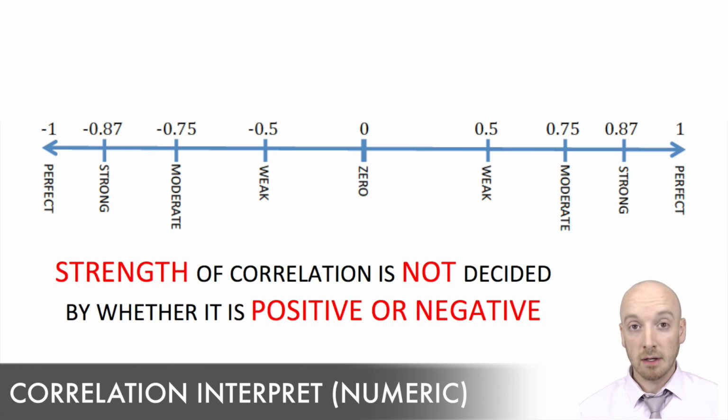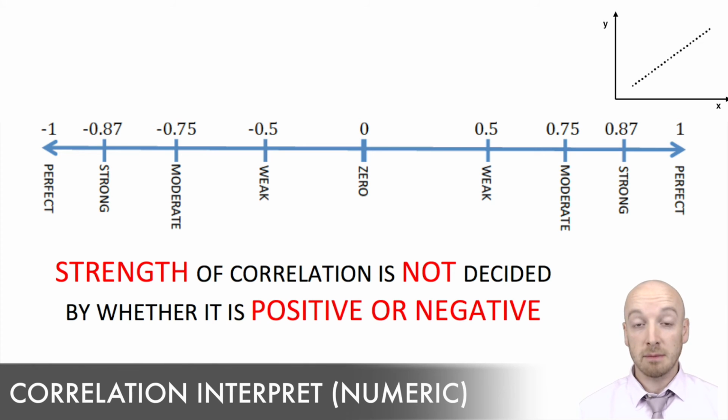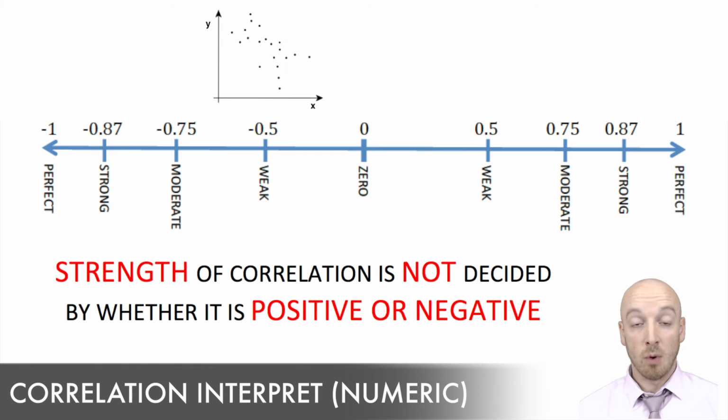Now numerically, correlation is considered to be perfect if it's either 1 or -1, and neither is better than the other. So 1 and -1 would represent perfectly placed dots on a scatter plot in a nice straight line. And as a number, as I approach 0, the correlation is getting weaker and weaker and weaker. On a graph, those will be points that are further and further and further apart.